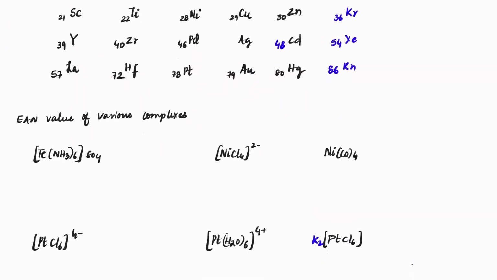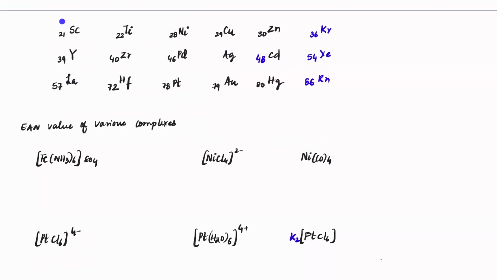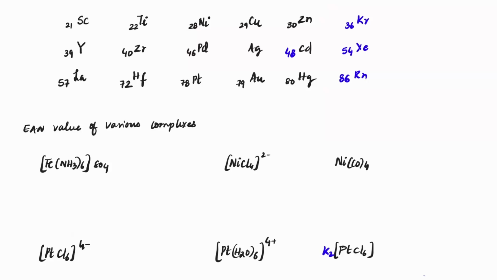Okay. But for now, one very standard JEE question is to figure out the EAN value. How much is the EAN value of a given complex coming? Notice this, everybody, right from scandium to radon, I have given you the atomic numbers of all the elements. Let's do it together. How to calculate the EAN values, everybody. Please check one by one.